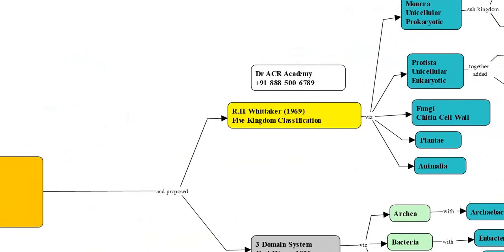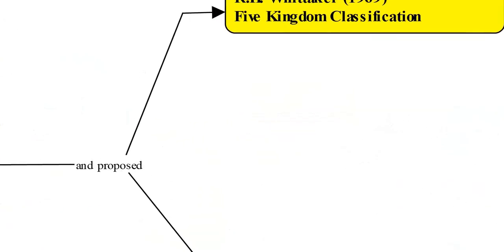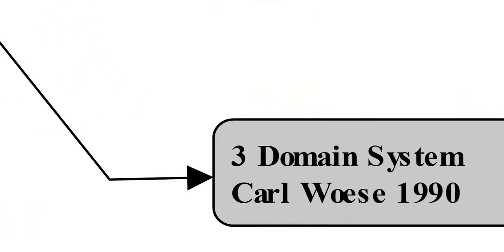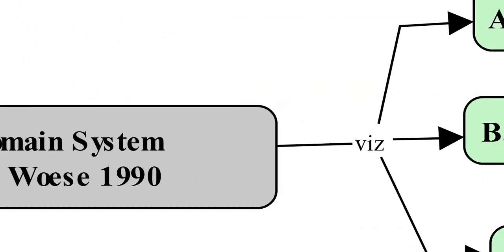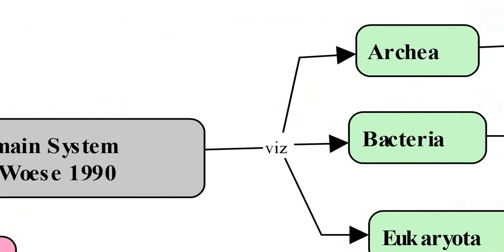When compared with R.H. Whittaker's five kingdom classification, more recently Carl Woese classified the organisms into three domains based on the 16S rRNA sequence. When he compared the 16S rRNA sequence of the archaebacteria, bacteria and the eukaryotic organisms, he realized that the archaebacterial 16S rRNA sequence is closer to the eukaryotic organisms than to the bacteria.